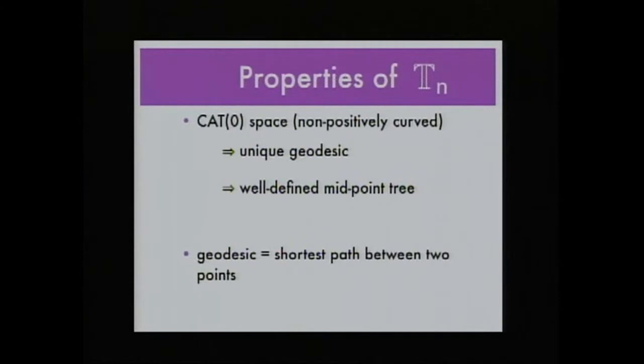So we're lucky in that, in the original paper, Billera, Holmes, and Vogtmann showed that this space is a CAT(0) space. What that essentially means is that it's non-positively curved. If you think a sphere is positively curved, Euclidean space is flat, so zero curvature, and then hyperbolic space is negatively curved.